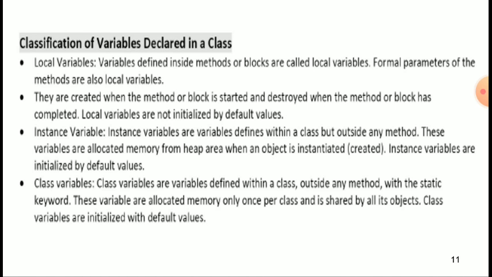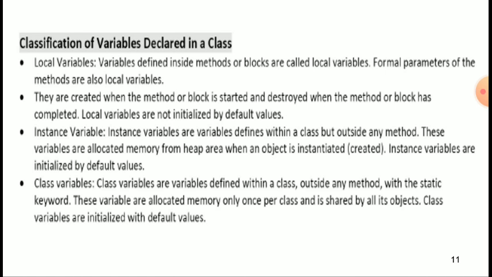Next topic is the classification of variables declared in a class. Local variable: variables defined inside methods or blocks are called local variables. Formal parameters of a method are also local variables. They are created when the method or block is started and destroyed when the method or block has completed. Local variables are not initialized by default values.